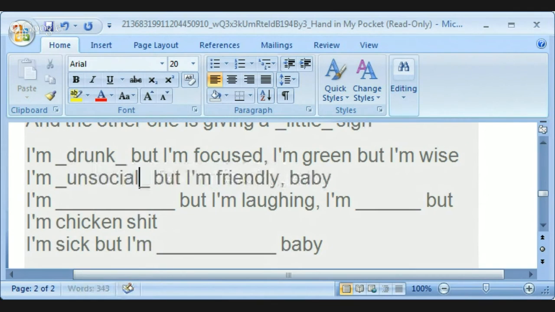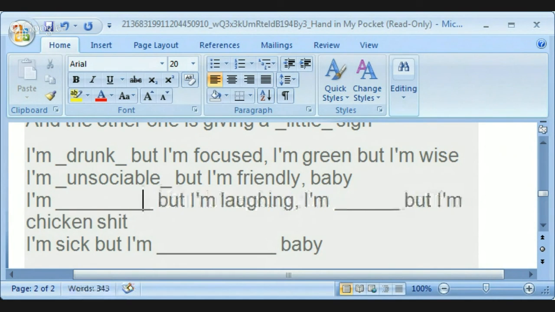Unsocial. But here's the thing. Unsociable. Here's the adjective. A person is unsociable. I'm unsociable, but I'm friendly. Okay, baby. Okay. That's funny. All right.